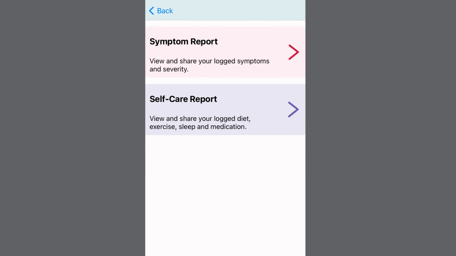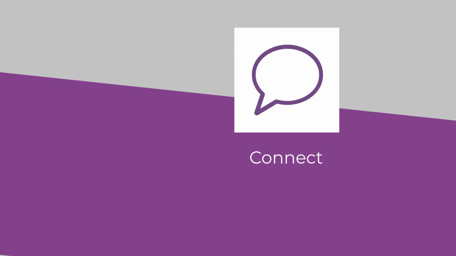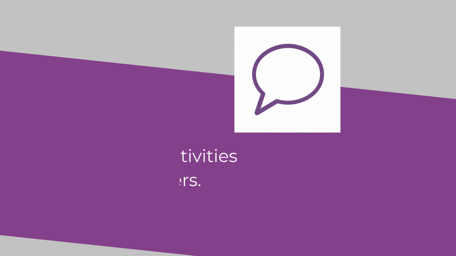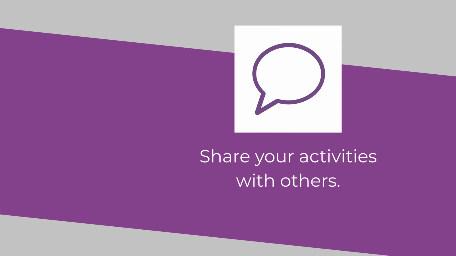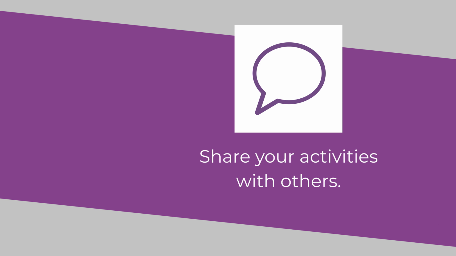If you would like to generate a report, you can click on the Report button at the bottom right and it will take you to a menu screen where you can create a symptom or self-care report which we discussed previously. Now we will go to the Connect section of the app. This is where you can share all your activities and reports you have saved with others. This is helpful so you can share this with your loved ones or a member of your healthcare team.